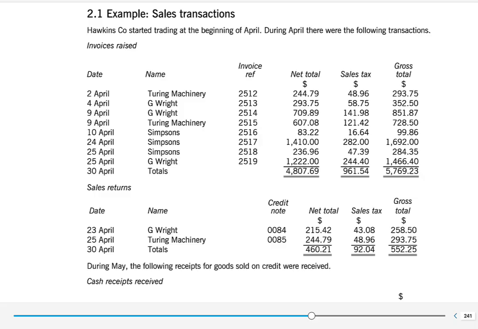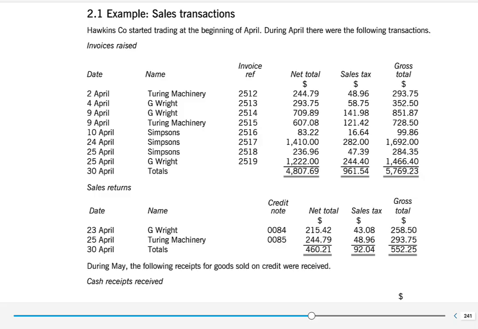What happens in the receivables ledger in the customer account? Debit Turing Machinery personal account with 293.75. Why? Because the customer now owes more. What happens in the general ledger? Credit sales with 244.79. Credit sales tax with 48.96. Debit trade receivables control with 293.75. One invoice creates 3 postings in the general ledger, but only 1 posting in the customer's personal account because the customer only cares about the gross they owe.